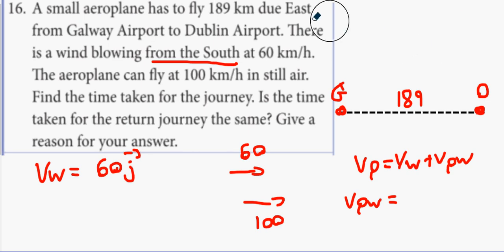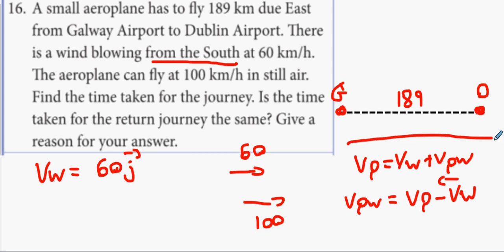Now, VPW is VP minus VW. And then when you move VW over to your side, that's where you get this nice little equation here. Okay?